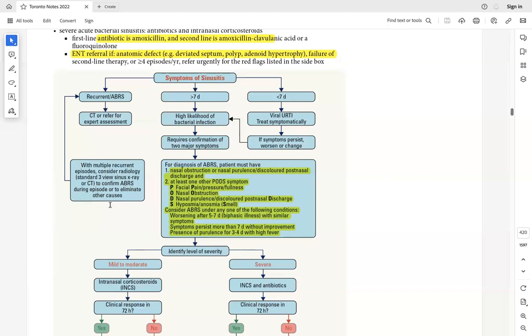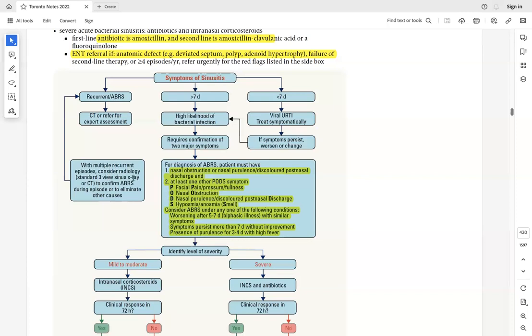So if they're giving us a scenario and they're saying the patient is coming to us with recurrent acute bacterial rhinosinusitis, he had more than 4 episodes in the last year, or he had 5 episodes in the last year, and now he's again with another episode. So what do we have to do now? What is your next step in management? So next step would be refer and for X-ray.